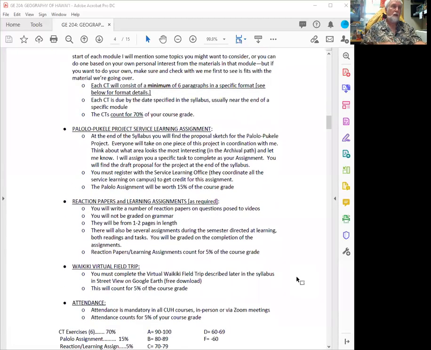We are going to be doing our Palolo Pukele project. Service learning is the other major part of your assignment. I'm still sketching out exactly what we're going to do. The feedback from last semester, when the same class was doing the material, was that we were looking at a whole mess of stuff, and it was too broad in spectrum and too broad in choices. A lot of folks floundered because it was just way too much, and they didn't really have the background to really grasp what was going on.